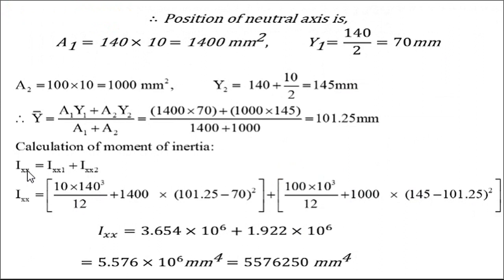So after doing the calculation of both of these moments of inertia and adding them, we'll get the total moment of inertia of the whole section. So that value is 5.576 into 10 raised to 6 mm raised to 4. The unit of moment of inertia is mm raised to 4, right?